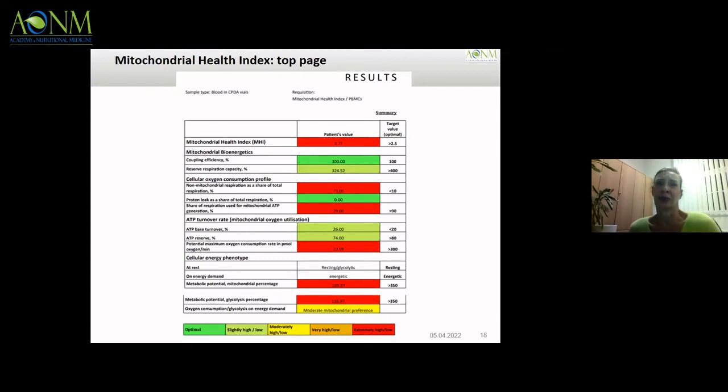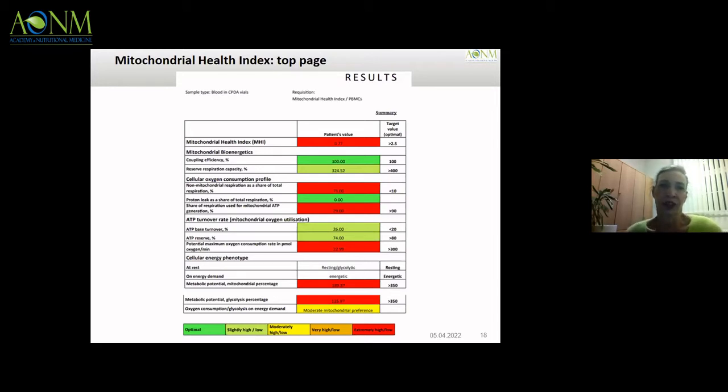So if we look at this mitochondrial health index, it is the summary. You see the mitochondrial health index is 0.77. That is a very bad value. You see it is marked in red. The target value you would like to have is greater than 2.5. Now you see the mitochondrial health index number. Yes, it's nice to have it, but now you want to know what the problem is or where it is. Are there a lot of problems or is there a major problem?